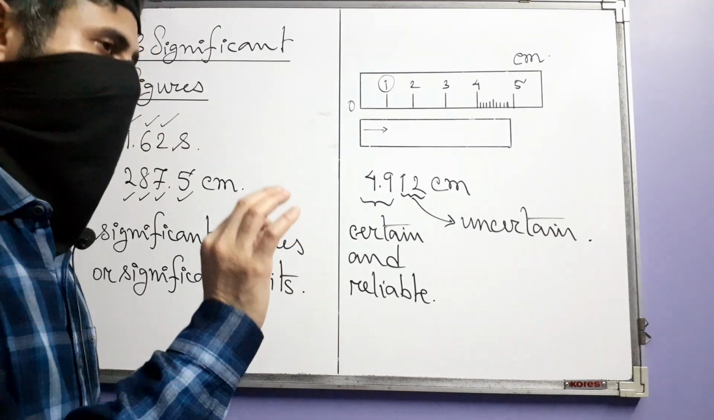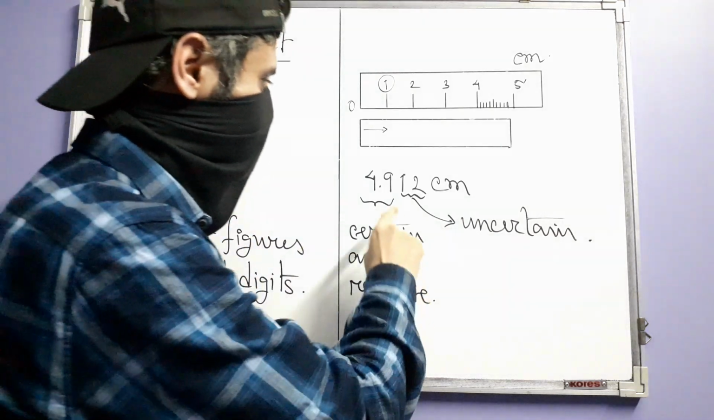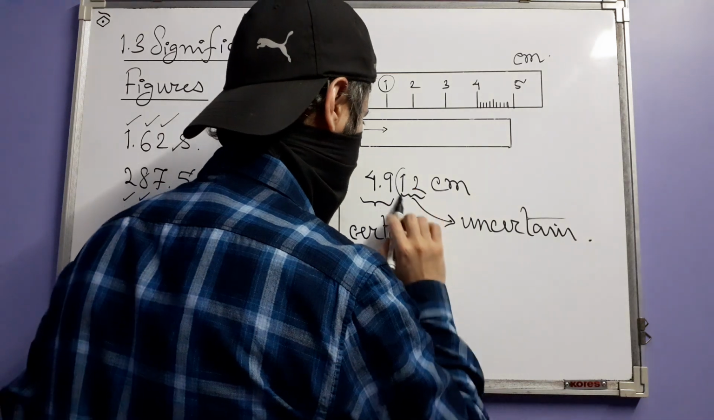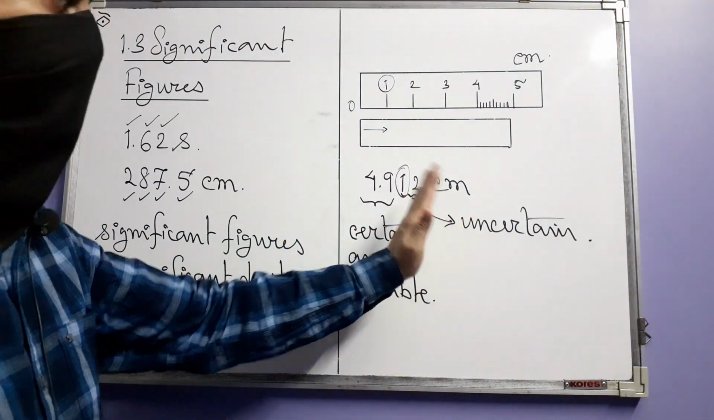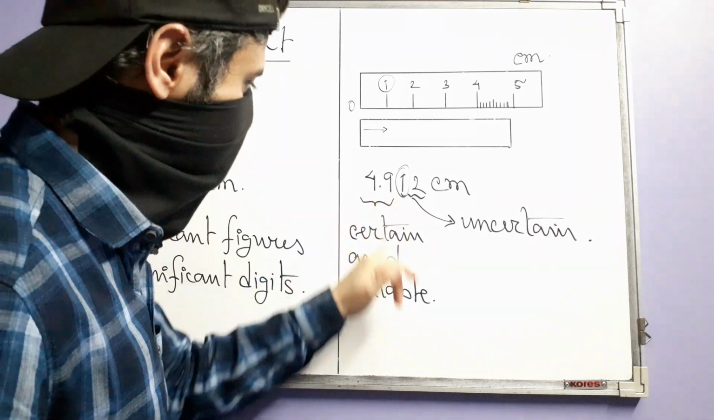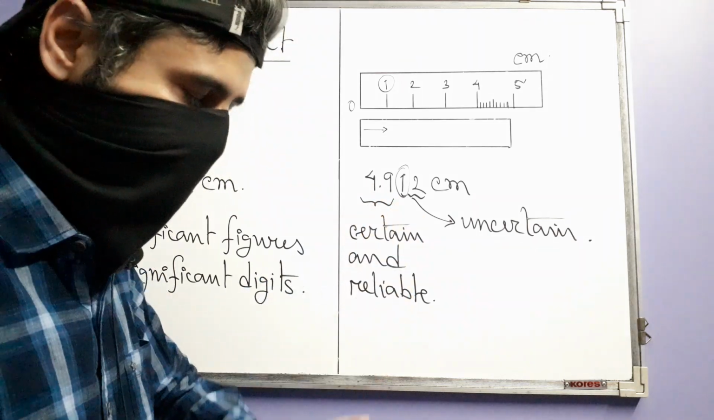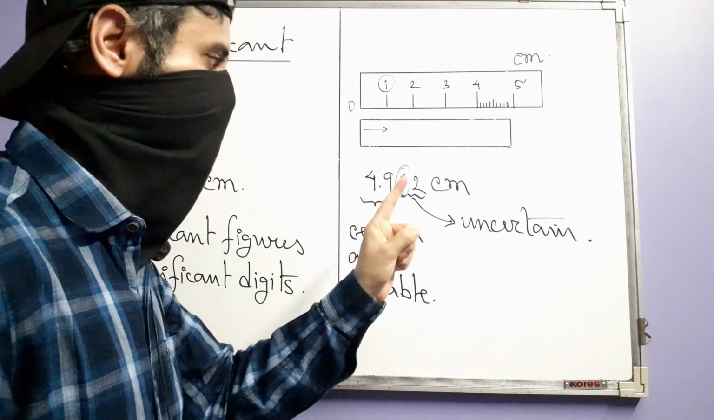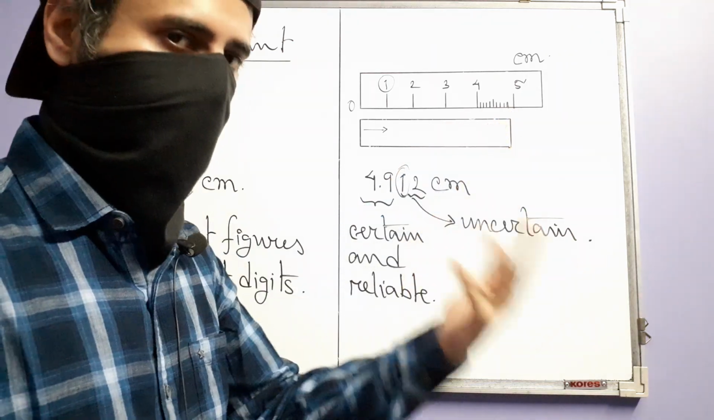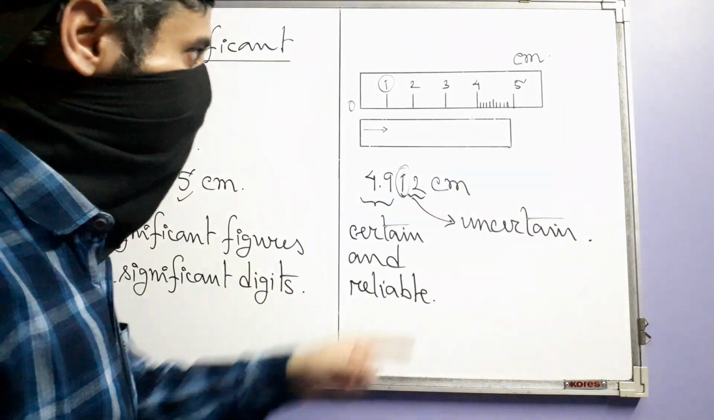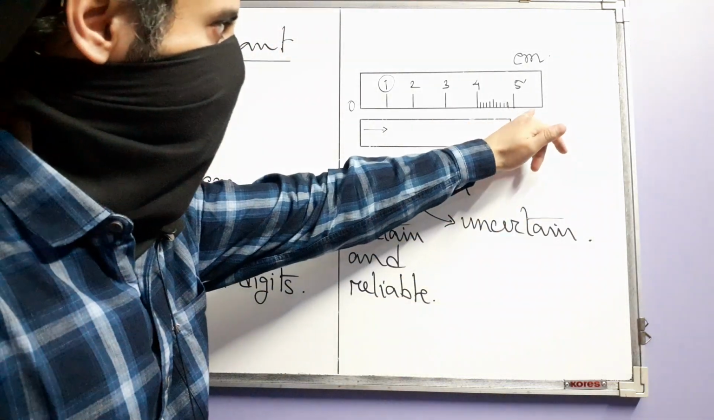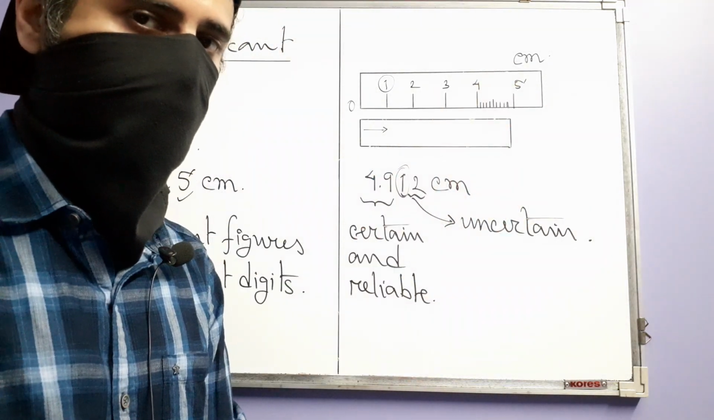So we do a trade-off. What we do is we keep only one uncertain digit and do not write anything else after that. So we write the certain digits, that is the reliable digits, and one uncertain digit to kind of guess what the length should be. So that is the source of error. It comes from the limitation of this measuring device.